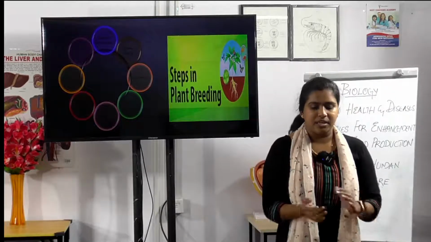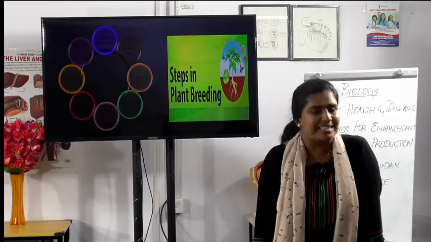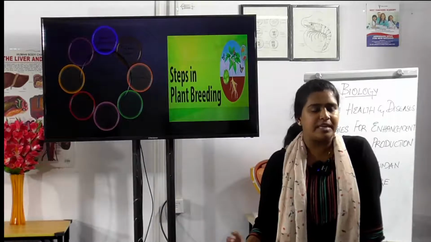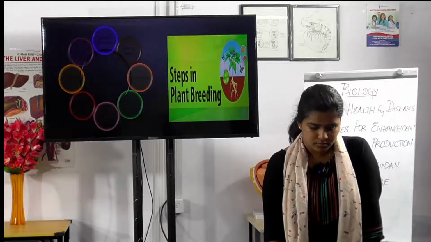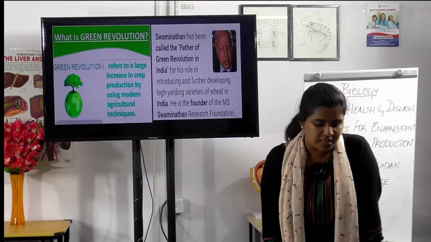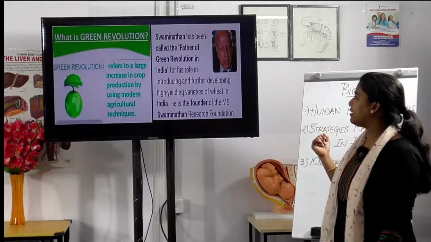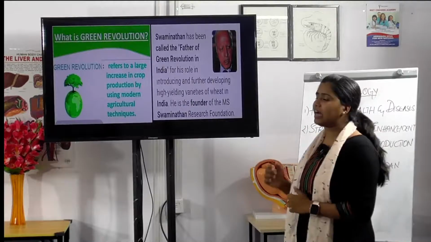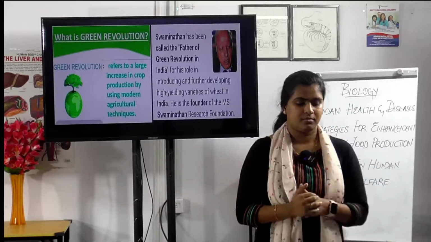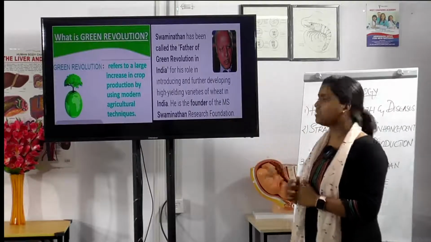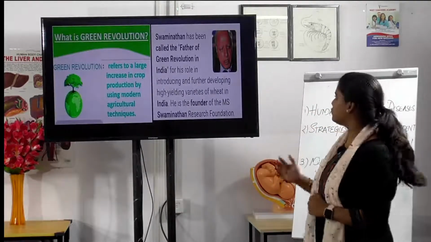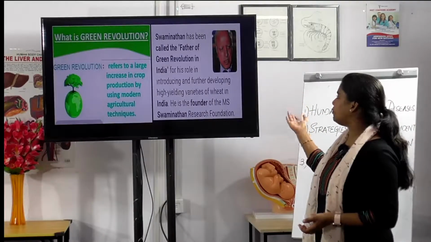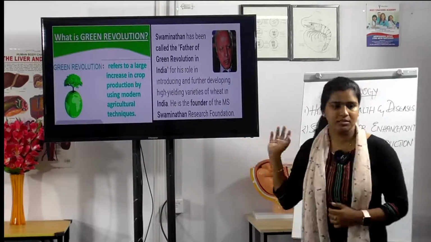In India, agriculture accounts for about 33% of India's GDP and employs nearly 62% of the population. Okay, now let us see what is the green revolution. It refers to the large increase in crop production by using modern agricultural techniques. Who is the father of the green revolution in India? It was Swaminathan, who has been called the father of the green revolution in India for his role in introducing and further developing high yielding varieties of wheat in India. He is the founder of the Swaminathan Research Foundation.